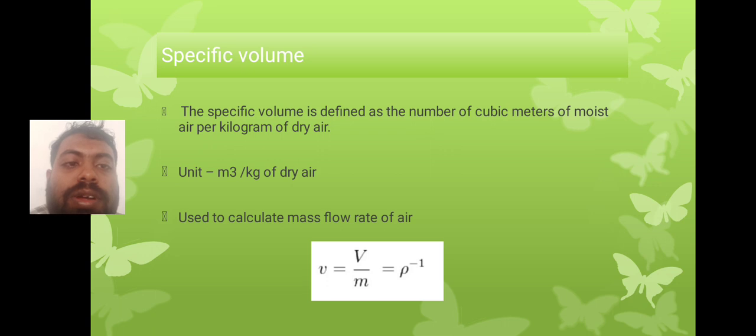Specific volume. The specific volume is defined as the number of cubic meters of moist air per kilogram of dry air. Its unit is meter cube per kg of dry air. It is used to calculate the mass flow rate of air, where specific volume is given as V by m, which is rho inverse, the reciprocal of density.